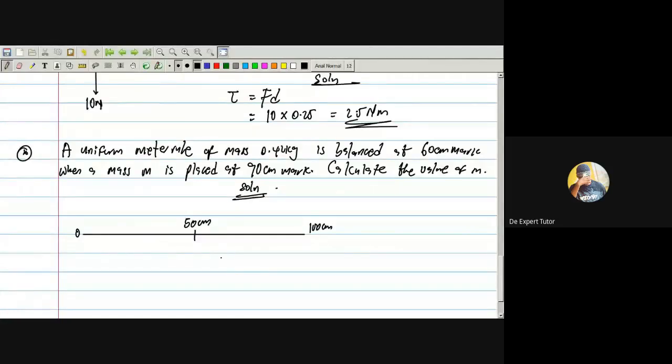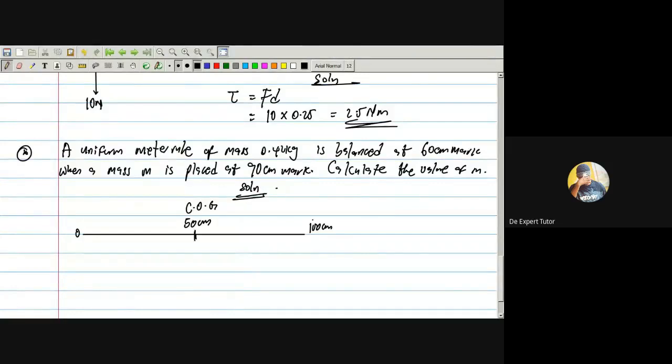How do I get 50 centimeter? The length is 100, so half of 100 is 50. So this 50 is my center of gravity. If they tell you the mass or the weight of the meter rule, you have to put the weight at the center. Don't forget. So let's look at the question again.